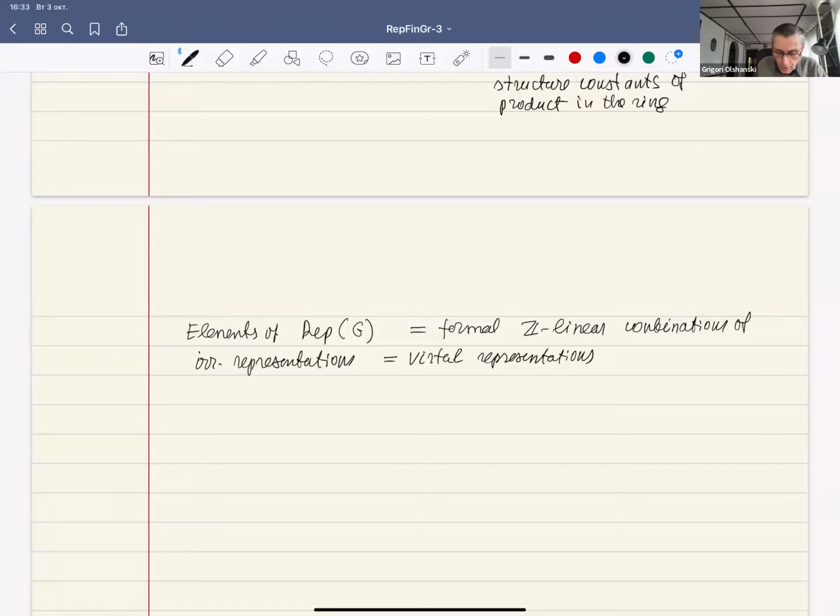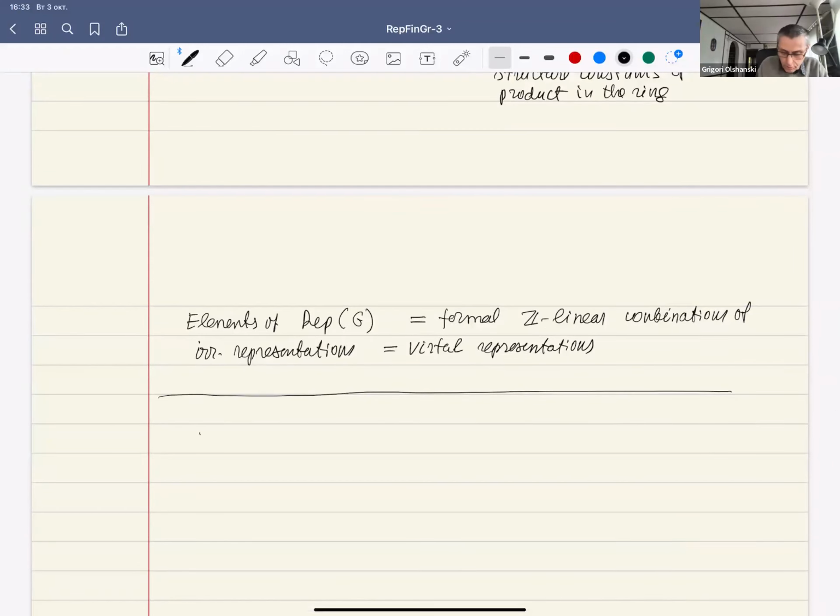Well, so what is this ring? And the idea is the following result: there is an isomorphism between this representation ring and the Z-linear combinations of irreducible characters. And this is essentially the same.